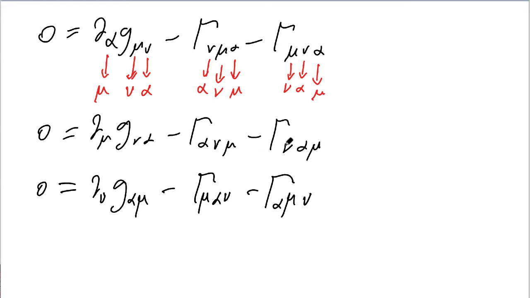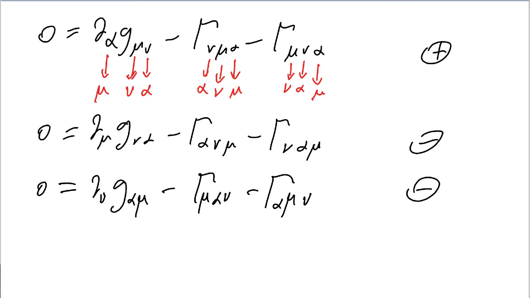So now I have this equation written three different ways. It's the same equation, just different index names. And I'm going to combine these three equations by adding this one, subtracting this one, subtracting this one. So we'll take this equation, minus this equation, minus this equation.